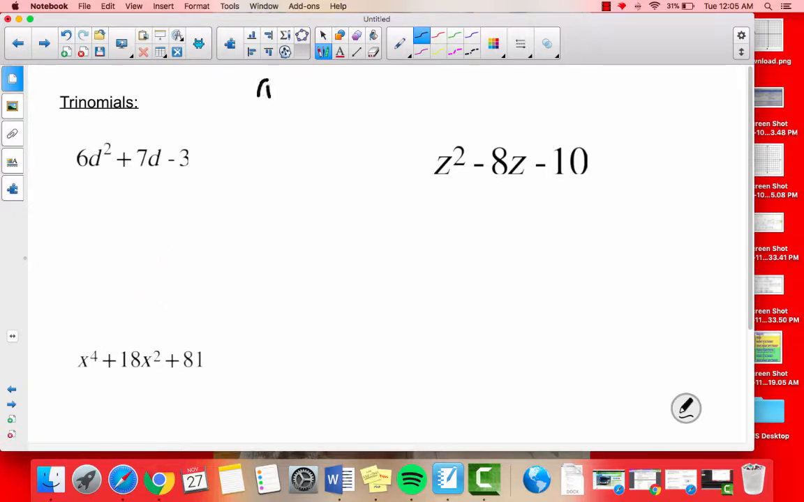Now remember, you always want to first look for the greatest common factor, and if you don't have one, then you're going to move on to the rest of our normal factoring. If I look here, though, I don't have anything I can take out, so I have no greatest common factor other than 1. So I'm just going to go ahead and jump into the actual factoring.